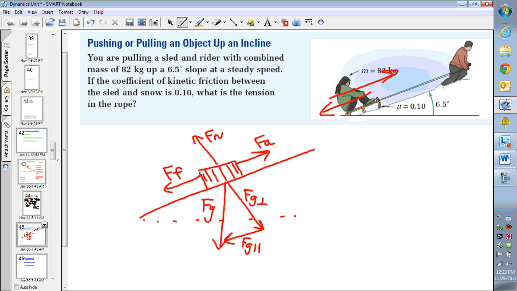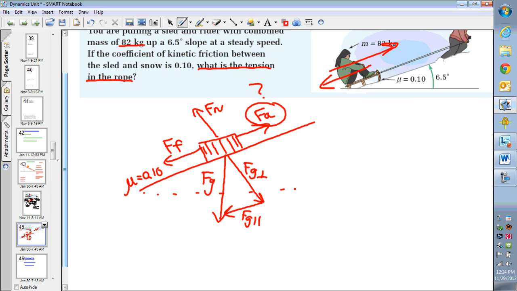All right, so we've got lots of forces on this object. Since they gave us the mass, well, let's focus on what we're looking for. What is the tension in the rope? So we want to know FA. That's what we're trying to solve. This is the big question. They gave us a mu of 0.1, and they gave us a mass of 82 kilograms. We should be able to figure this out. Alrighty, so how do we go about getting FA?